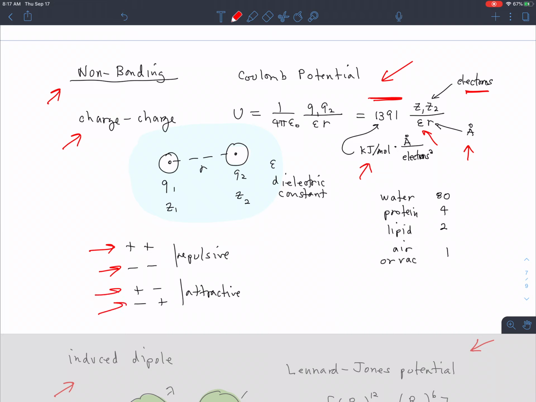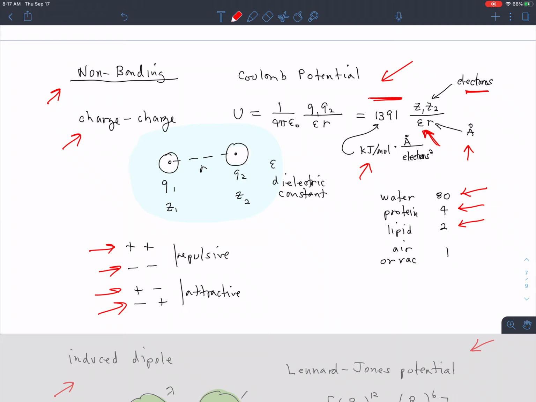But if they're of opposite sign in either direction, either pair, then it's attractive and the atoms will be pulled together by the interaction. If the system is in water, the dielectric constant basically accounts for the effects of the environment that surrounds the charged particles. If you're in water, the dielectric constant is very large, about 80. If you're in some other environment like protein, the dielectric constant varies, in fact, but it tends to be around 4.